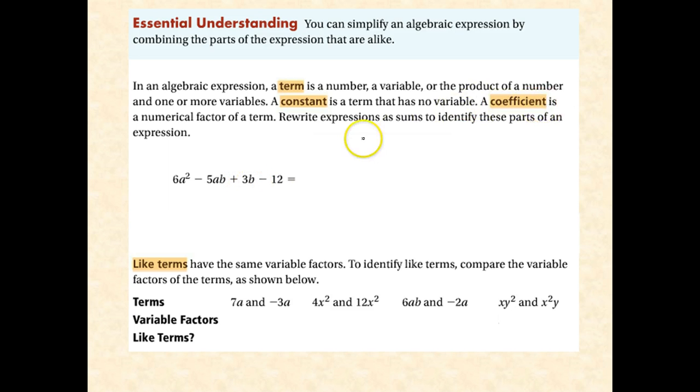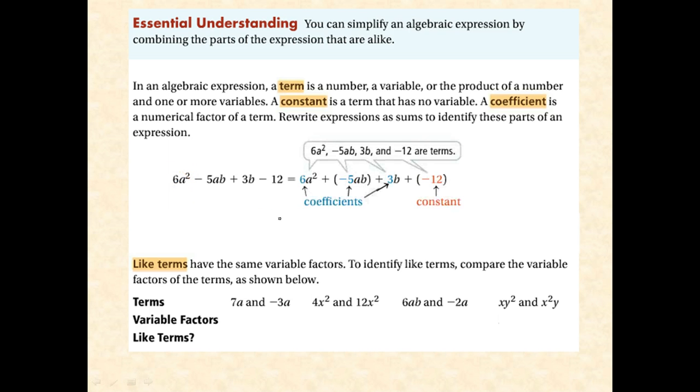A coefficient is the numerical factor of a term. So negative 12, we would call that the constant coefficient. 3, we would call that the coefficient of b. The coefficient of the term with ab, we would say that coefficient is negative 5. And the coefficient of the a squared term is 6.